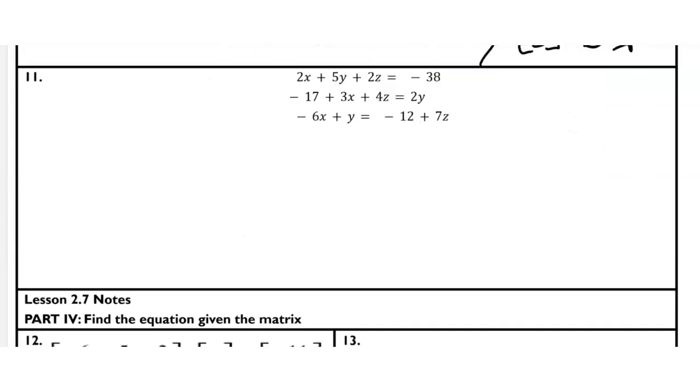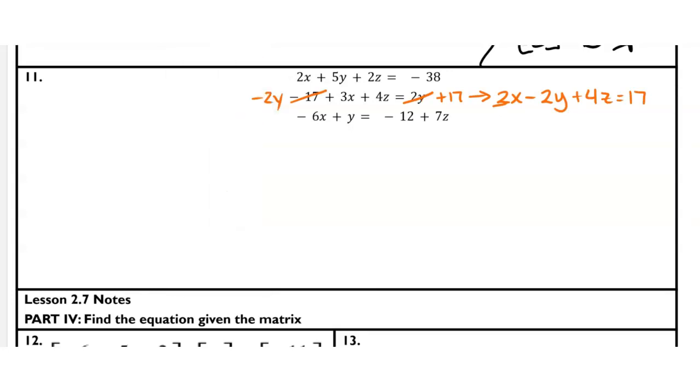All right, so for the next one, notice how not all of the equations are in standard form. The second one, we need to move that 2y to the left side. So we're basically subtracting the 2y. And then that's -17. We're going to move it to the right, and we're going to add 17. So let's go ahead and rewrite this. We're going to try to keep the order where it's x first. That's 3x. The y is -2, and then plus 4z is equal to +17.